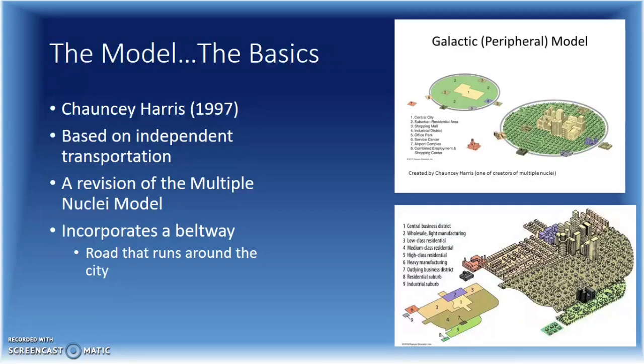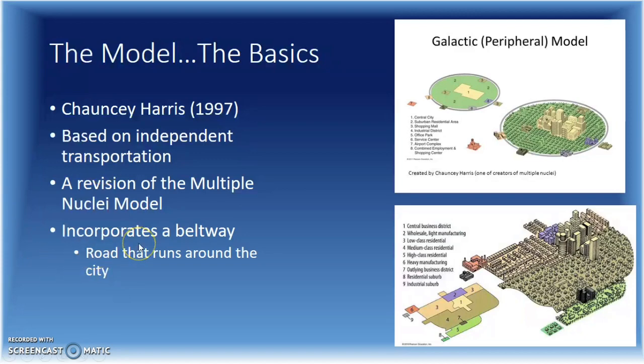Just like a lot of the city models we've been talking about recently, this one comes after World War II, and the peripheral model really requires independent transportation. For this model to develop, individuals have their own independent modes of transportation, and that's what allows them to spread out and come into contact with such a wide range of spaces over the space of the city.